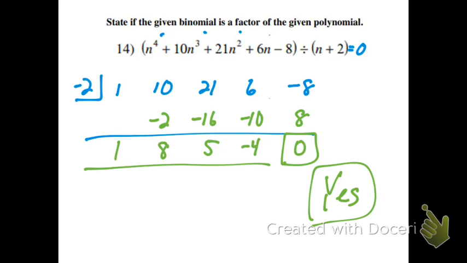All right, now understand the answer is, and the quotient would be n to the 3rd plus 8n squared plus 5n minus 4. No remainder, so yes, n plus 2 is a factor.